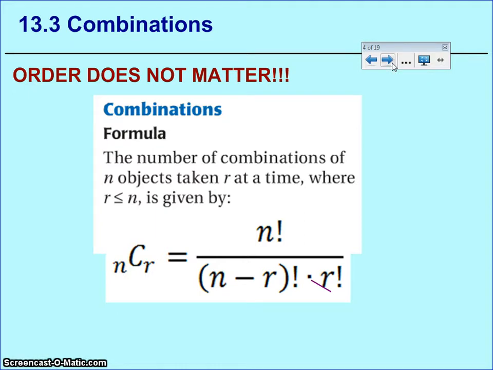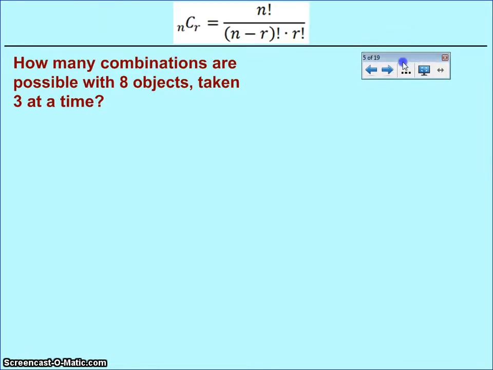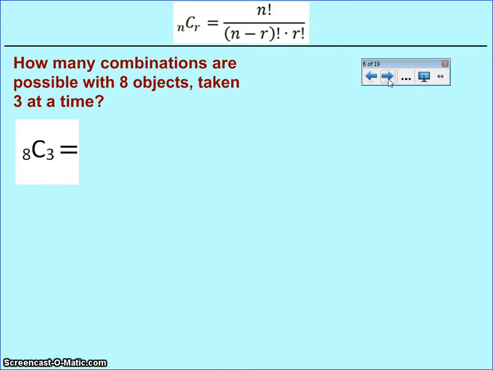So make sure you have that formula. I'll show you how to use it right here. So a very basic stripped down example right here. How many combinations are possible with 8 objects taken 3 at a time? Take a moment, try to assign n and r out of that statement right there. Pause the video, come back to it. Alright, this is what you should have got. You should have had 8 objects taking 3 at a time, so your n is 8, your r is 3.